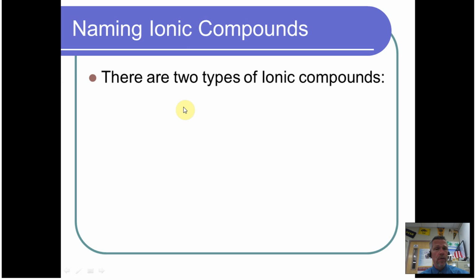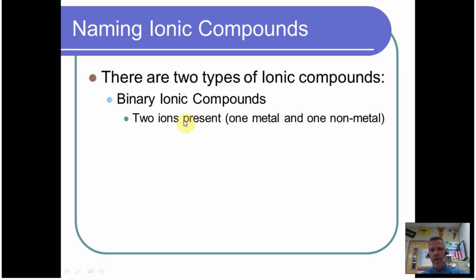Okay, in order to name them, we have to figure out what kind of ionic compound it is. There are two types of ionic compounds. One is called a binary ionic compound. Of course, binary typically means two. And in a binary ionic compound, there are two ions present, one metal and one nonmetal. All right, so binary means two.